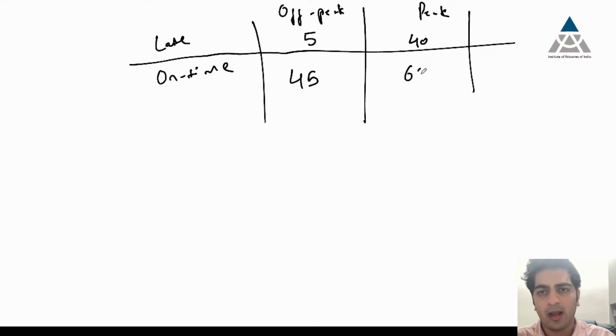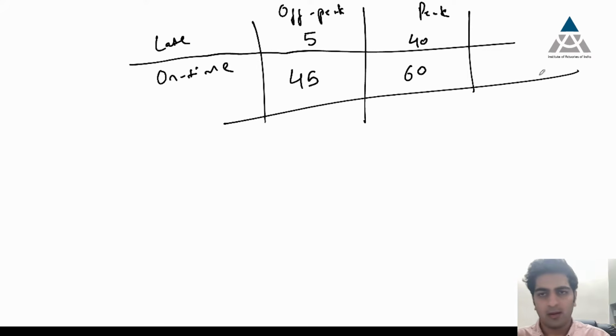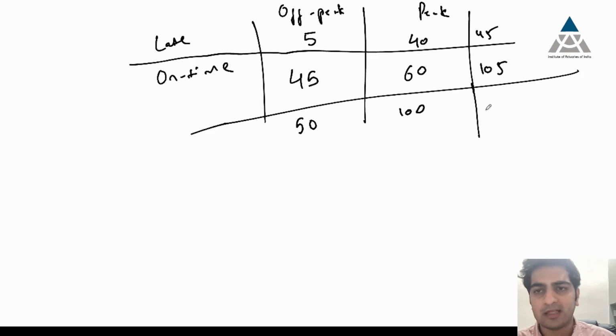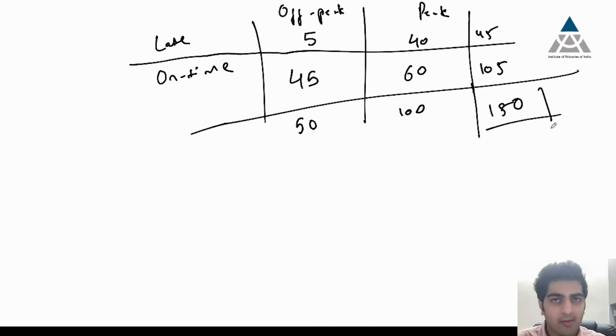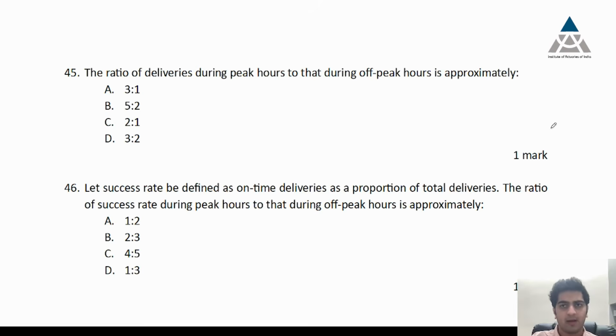So that's 40 and 60, which means I'll just calculate this data nicely. So total in off peak hours were 50, total in peak hours were 100, total late were 45, total on time were 105, and naturally this means the total deliveries were 150. So once we have sorted and organized this data, now hopefully attempting the questions should be relatively straightforward, correct?